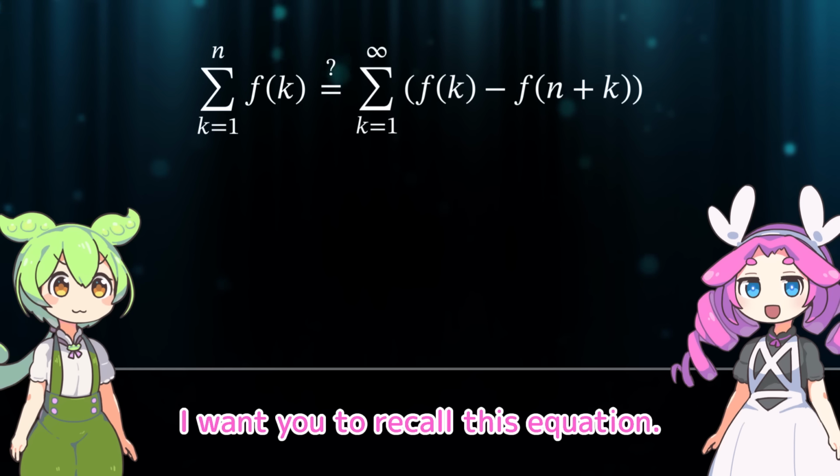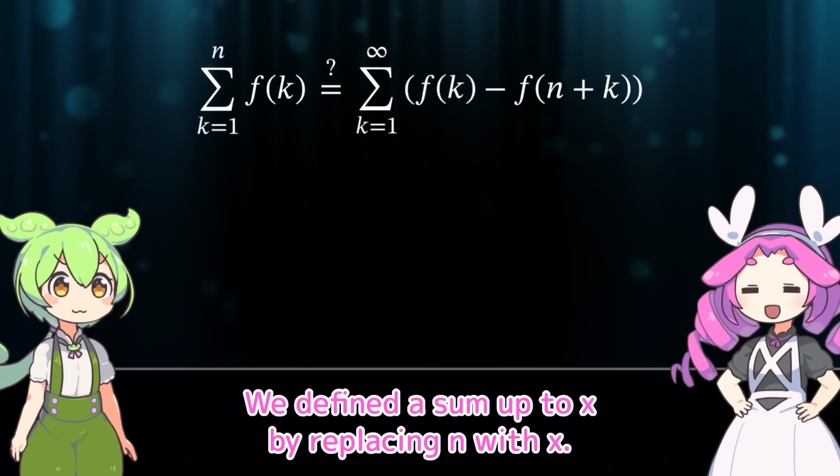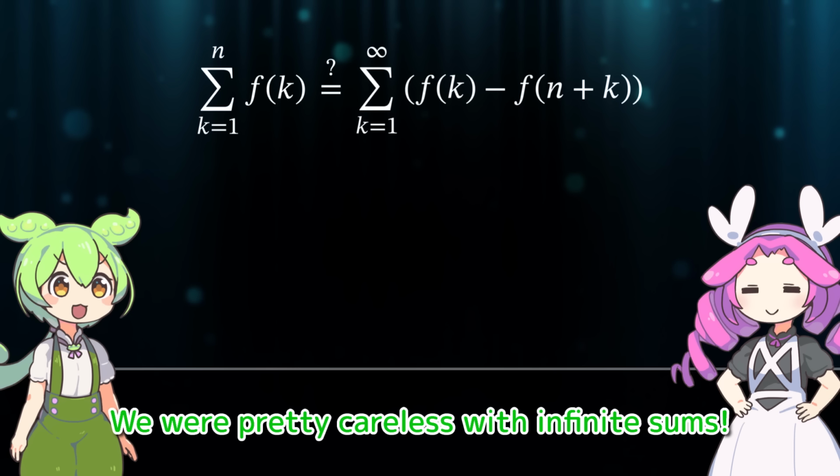I want you to recall this equation. This is the equation we used just before defining a sum up to x. We defined a sum up to x by replacing n with x. But perhaps this equation itself is wrong. That may be true. We were pretty careless with infinite sums.